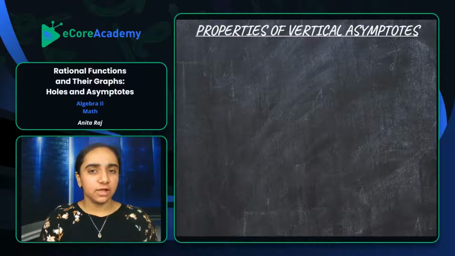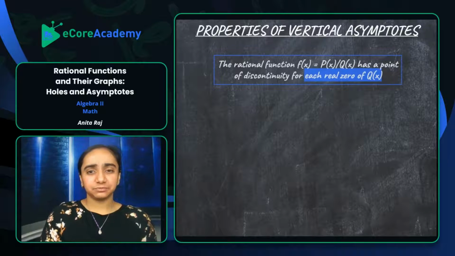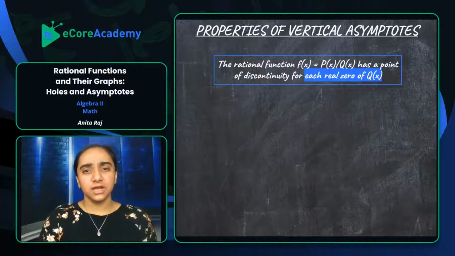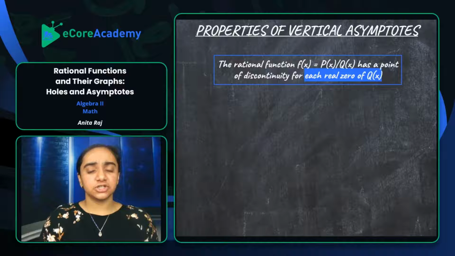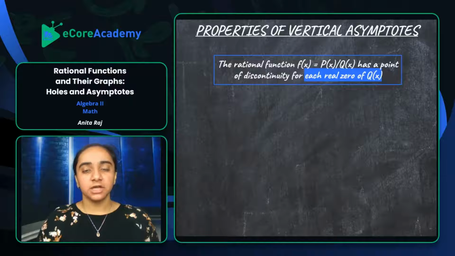And that's really it for vertical asymptotes, because by now, I think all of you are masters at vertical asymptotes. The first thing I want to bring up is the rational function f of x equals p of x over q of x has a point of discontinuity for each real zero of q of x. So what does that mean?